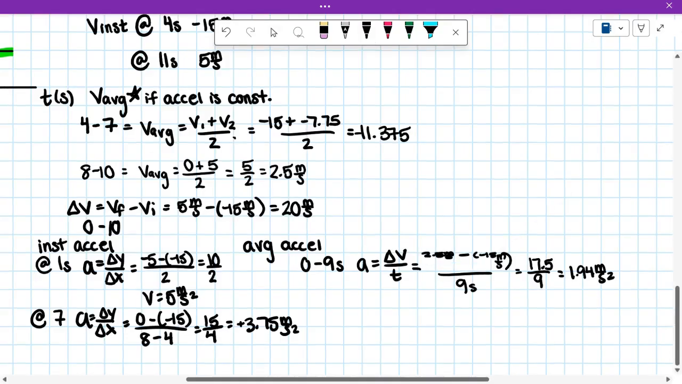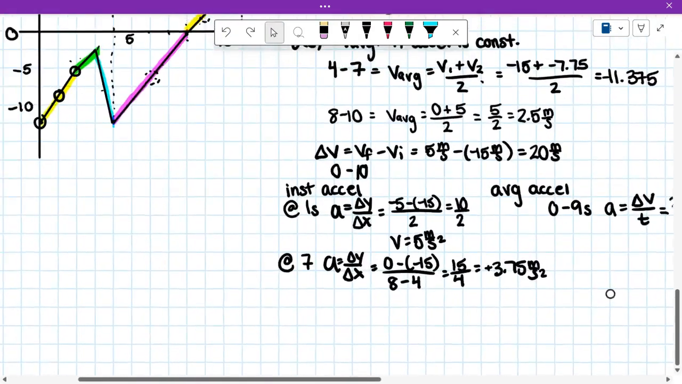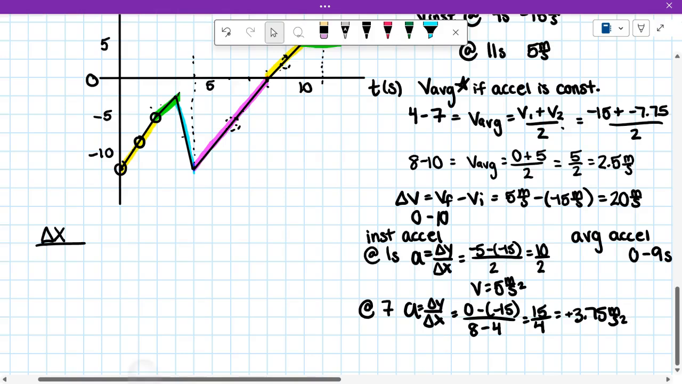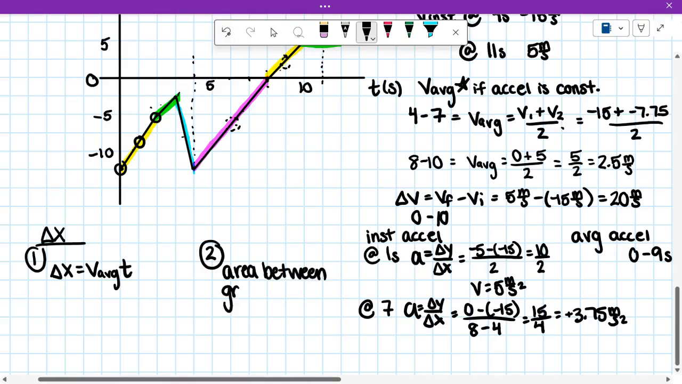All right, now the last thing that we can find with a velocity versus time graph. And this is the thing that can get a little bit tricky, okay? But that's going to be change in position. So there's two ways that we can find change in position. We can find change in position by using the idea that change in position is equal to the average velocity times the time, or we can do the area between the graph and the axis.